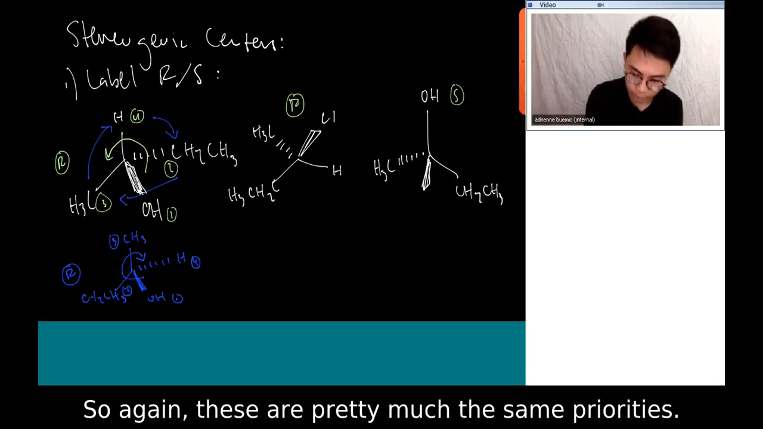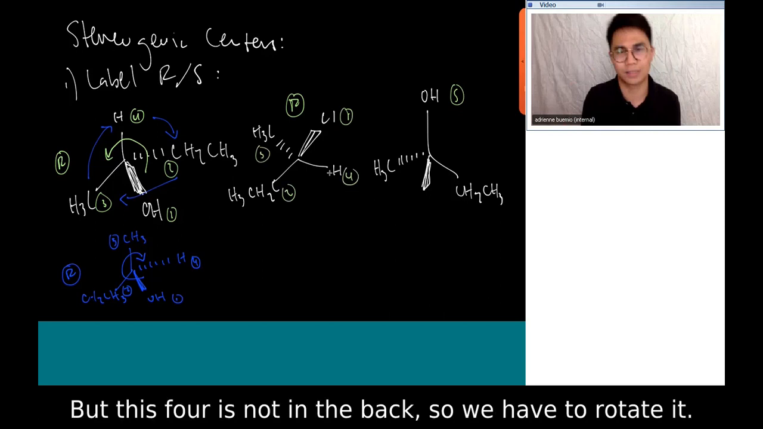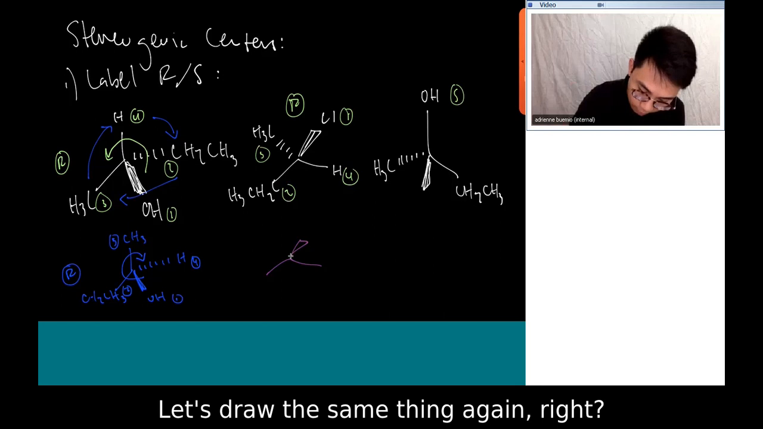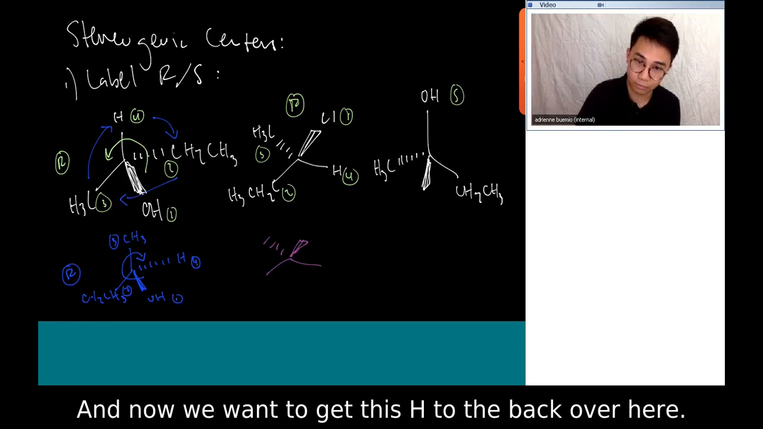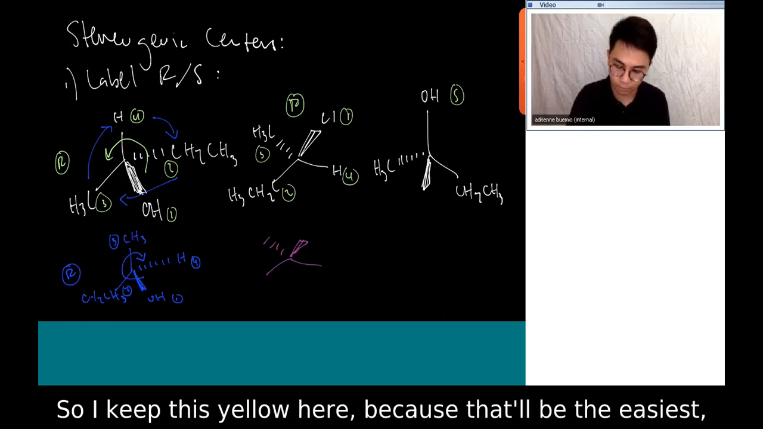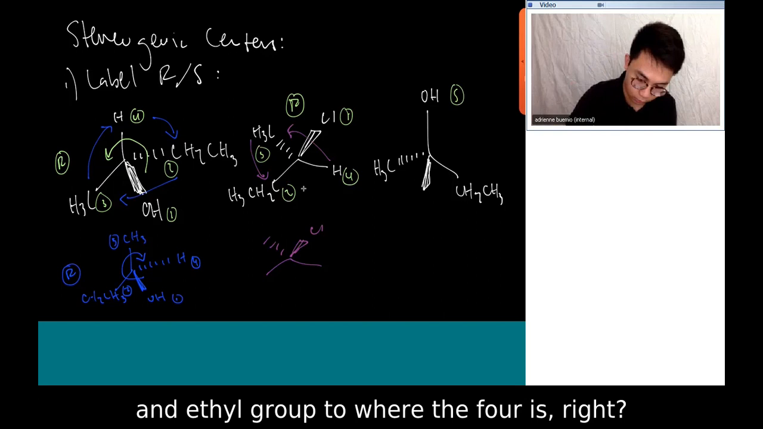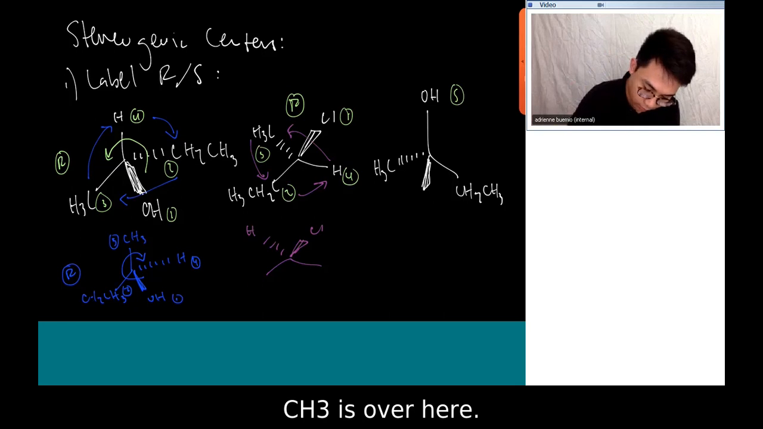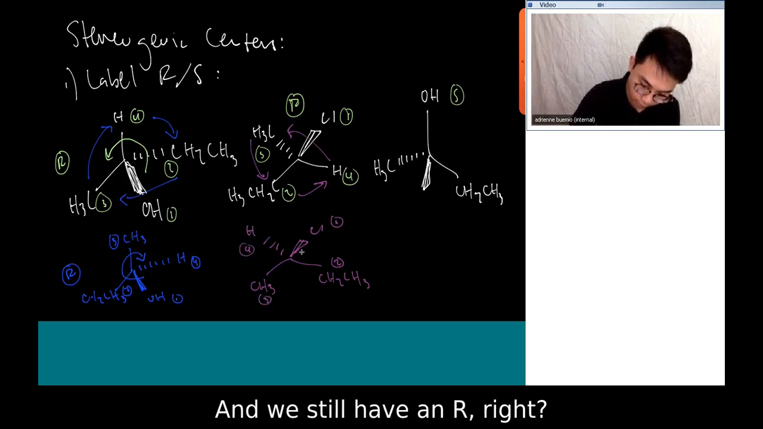Again, these are pretty much the same priorities. We have one over here, two, three, four, but this four is not in the back, so we have to rotate it. So let's do purple this time. Let's draw the same thing again. Now we want to get this H to the back over here. So I keep the Cl over here because that'll be the easiest. Rotate the H to where the CH3 is, CH3 to the ethyl group, and ethyl group to where the 4 is. So now H is over here, CH3 is over here, CH2, CH3 is over here. So now we have 1, 2, 3, 4, and we still have an R, right?